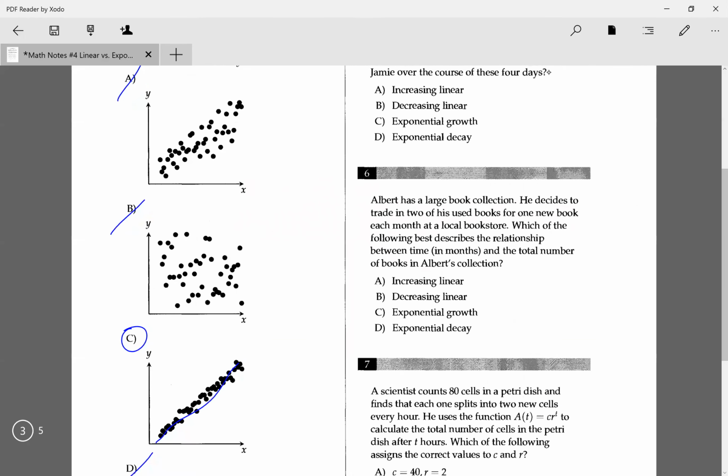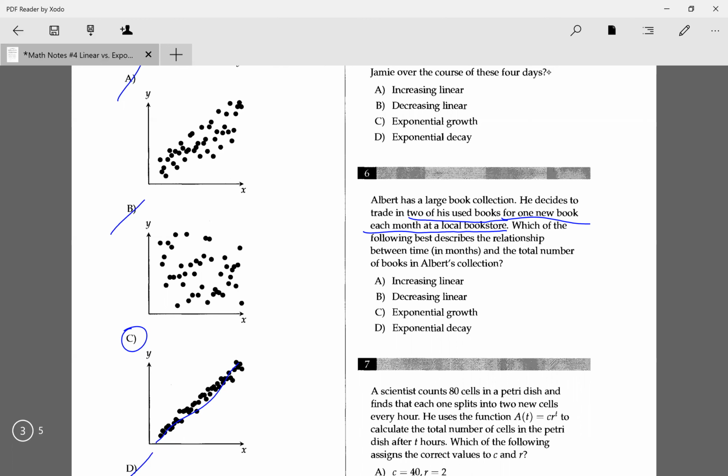Now, number 6, this is another type of question. Albert has a large book collection. He decides to trade in 2 of his used books for 1 new book each month at a local bookstore. Which of the following best describes the relationship between time in months and the total number of books in Albert's collection? So let's just think of this in a logical way.